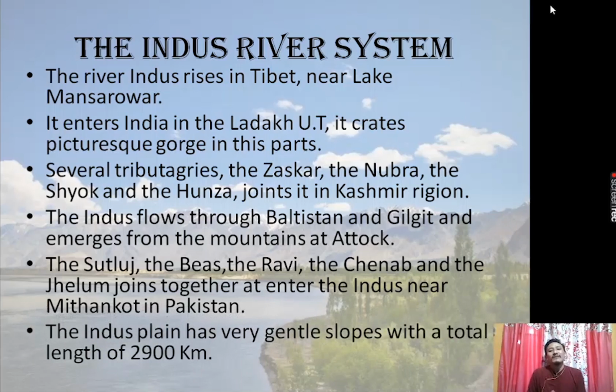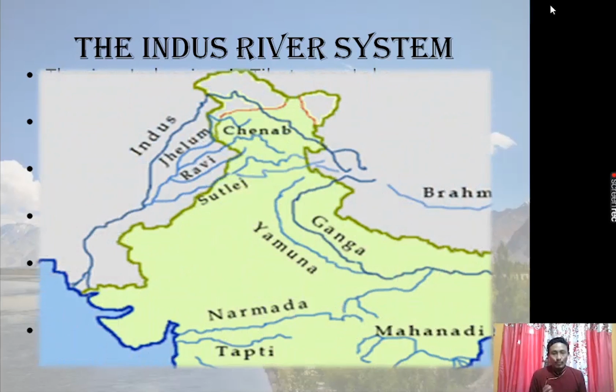The Indus Plains have a very gentle slope with a total length of 2,900 kilometers. So it has a gentle slope, not steep, right? Which ultimately somehow benefits agricultural production. And it is not only confined to agricultural production or irrigation facilities, it also facilitates, let's say, drinking water. As we already know, in Pakistan there is a huge shortage of drinking water, a water crisis, right?